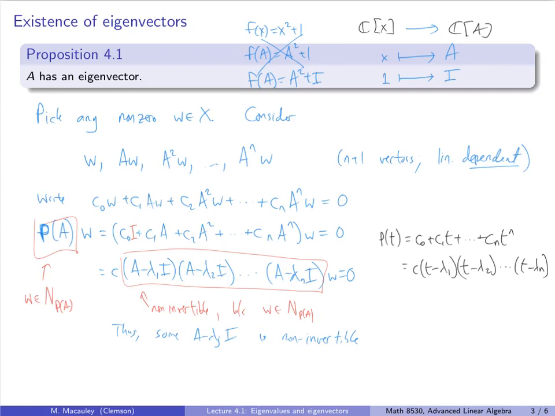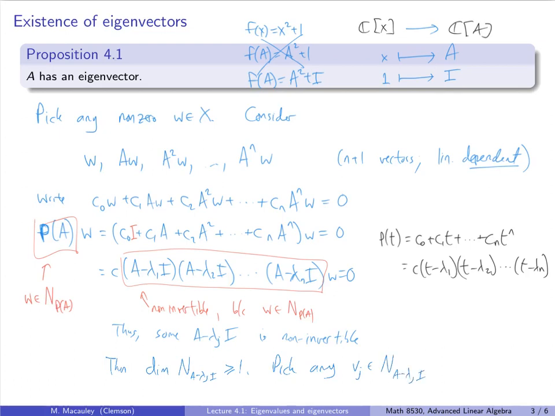So we have a composition of n maps which is non-invertible. At least one of these maps must be non-invertible. Let's call it A minus lambda_j I. If this is non-invertible, then the dimension of the null space of A minus lambda_j I is at least 1. So pick any vector, let's call it v_j, in the null space of A minus lambda_j I.